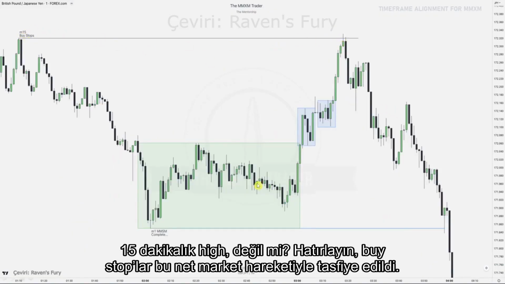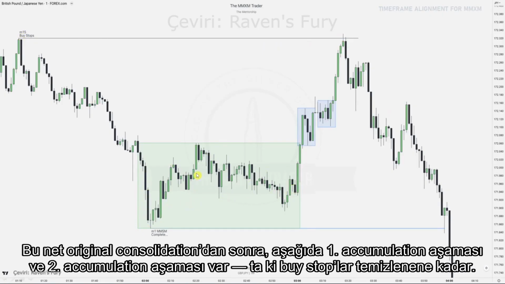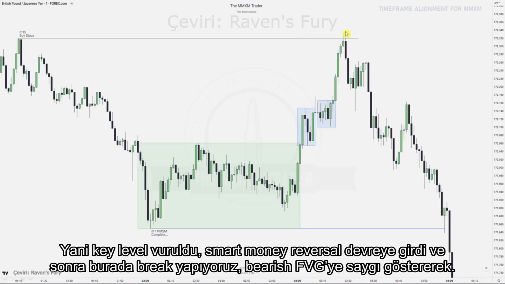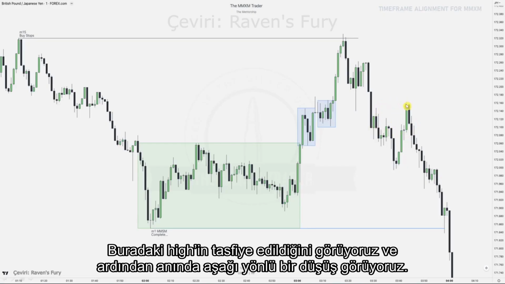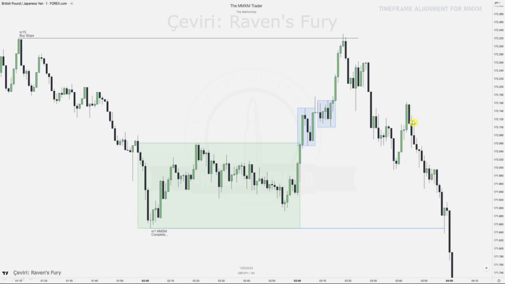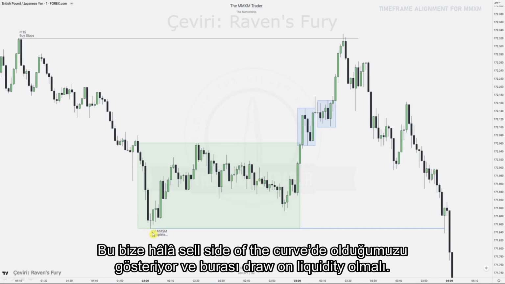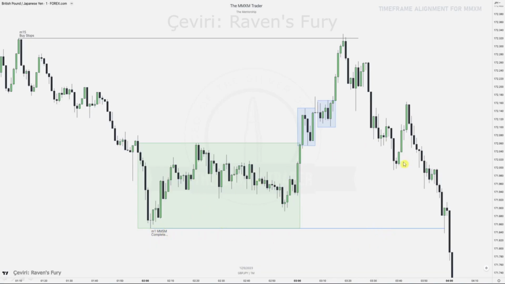Remember, buy stops have been raided with this clear original consolidation. Now, after that original consolidation down here, we've got accumulation phase 1 and accumulation phase 2 until we clear those buy stops, right? So key level has been hit, smart money reversal is in, and then we break down here, respecting this bearish fair value gap, and then continuing lower. Again, think about high resistance liquidity runs, right? We see this high getting raided over here, and then you see that immediate drop lower, indicating you're still on the sell side of the curve. And then this should be the draw on liquidity, completing this short-term market maker sell model on the 1-minute time frame.